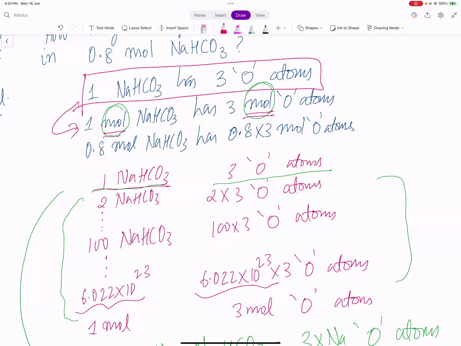The basic thing is that as it keeps increasing, let's say 5 NaHCO3 or whatever, the number of moles will also keep increasing. Like 5 mole of NaHCO3. If we know the relationship between 1 mole and the relative, then I can write the relationship for 5 mole also, right? 5 mole NaHCO3 will have 15 mole O atoms. Got it?